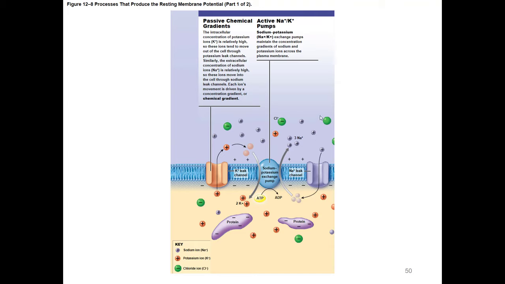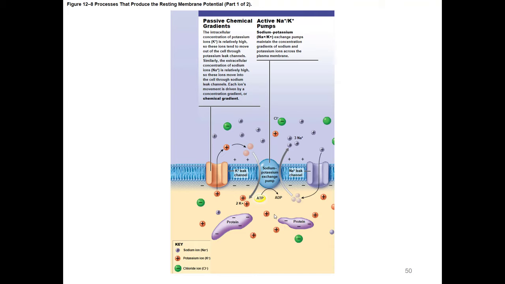So according to diffusion, we're going to go from high to low. So sodium is going to passively leak in because this is a leak channel. It's always open. So we're going to leak in. And as potassium leaks out and sodium leaks in, this is going to change the dynamics of the charges. So notice that right now, the outside of the membrane is positively charged and the inside of the membrane is negatively charged.